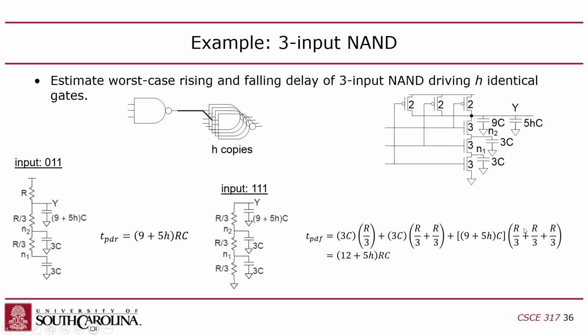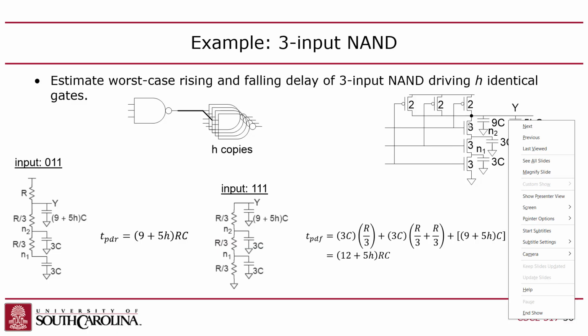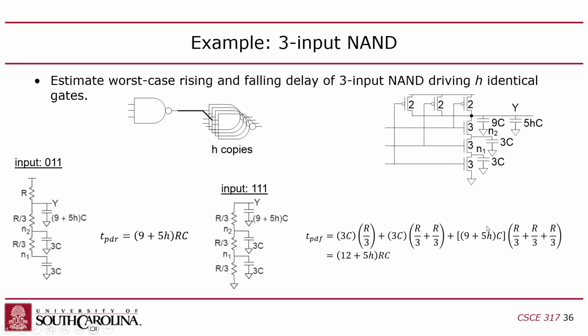And then once you get to the last one, you have the series resistance of 3 transistors plus, actually, I'm sorry, I went the wrong way. This is the bottom one, this is the middle one, and this is the output one right here, right? So this final 9 plus 5H times C is the output capacitance of the gate, of the output.